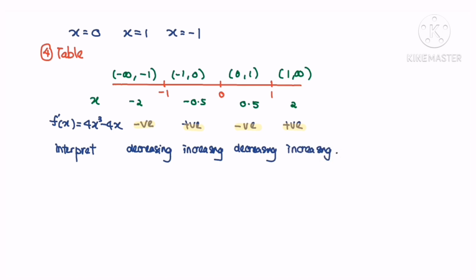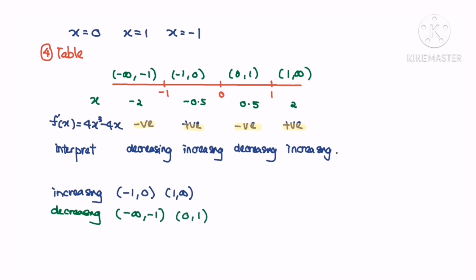So as a conclusion, for the increasing interval, the situation will be -1 until 0, where -1 and 0 are not included. The same goes for 1 until infinity, where 1 is not included. As for the decreasing interval, we will have negative infinity until -1, where -1 is not included, and 0 until 1, where 0 and 1 are not included.